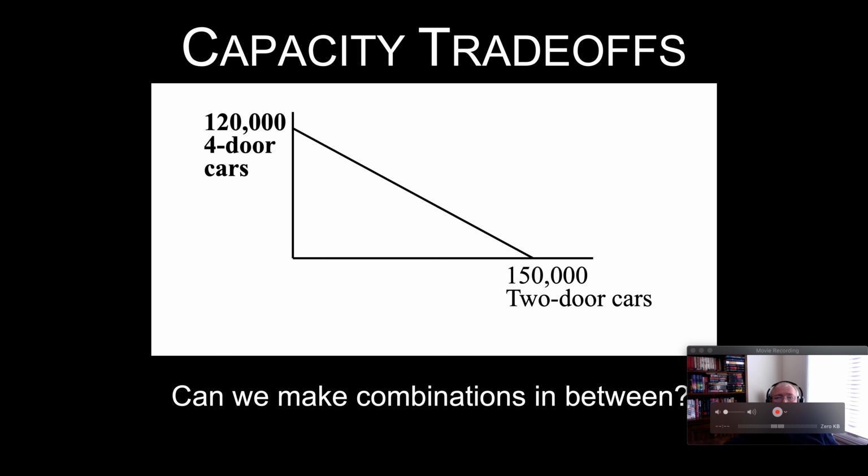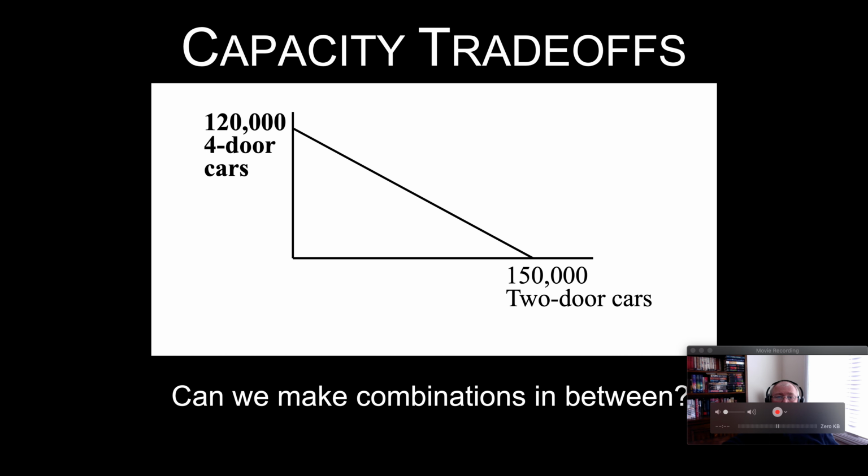Sometimes we make capacity trade-offs. So it could be that we can make 120,000 four-door cars, or we can make 150,000 two-door cars. So the legitimate question is, can't you do some mixture, some blend? That would be a capacity trade-off.